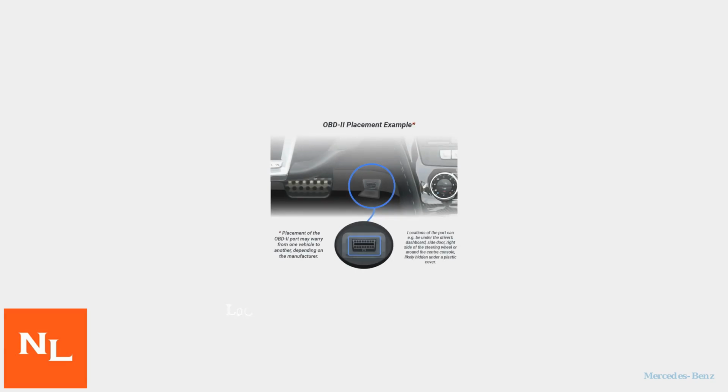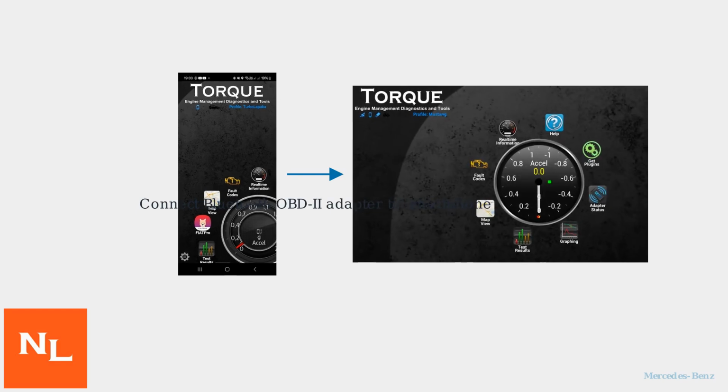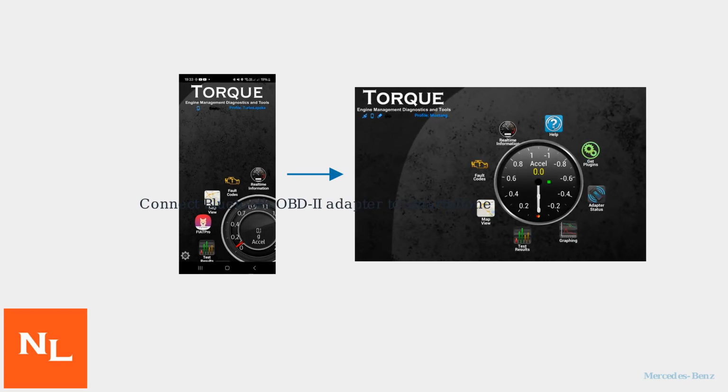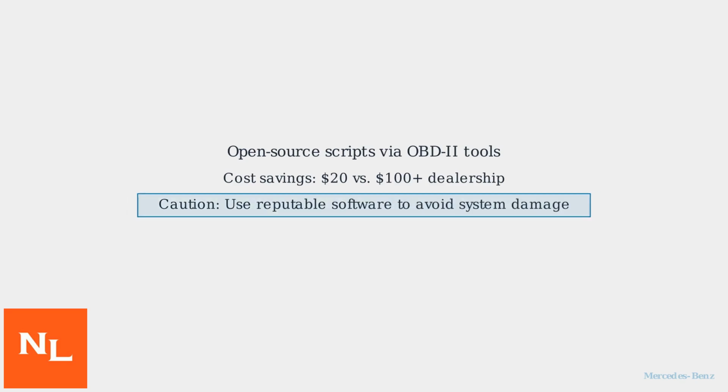For advanced options, start by locating the OBD2 port under your dashboard near the driver's side. Connect a Bluetooth OBD2 adapter to your smartphone. Use apps like Torque Pro to access vehicle diagnostics and settings. Open-source scripts through OBD2 adapters can change units without dealership visits, saving costs. Always use reputable software to prevent vehicle system damage.